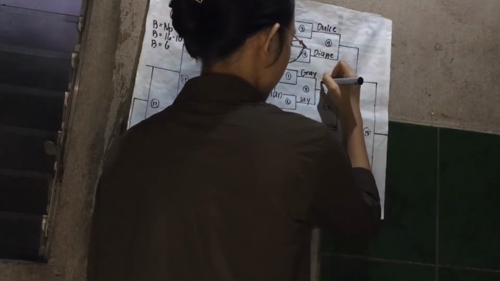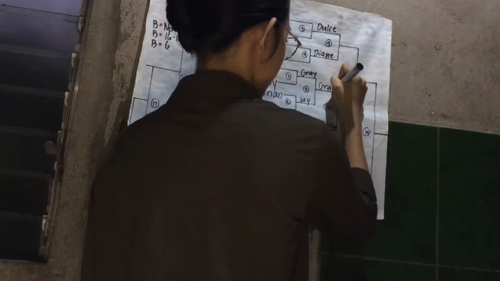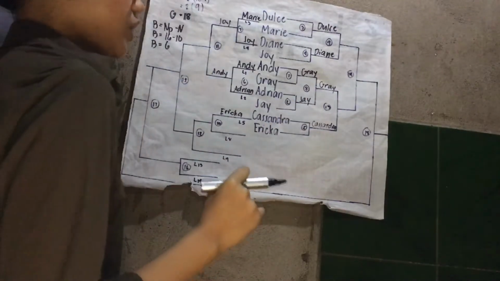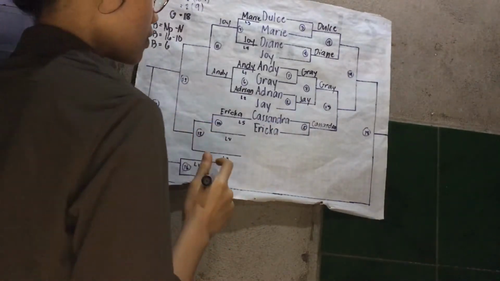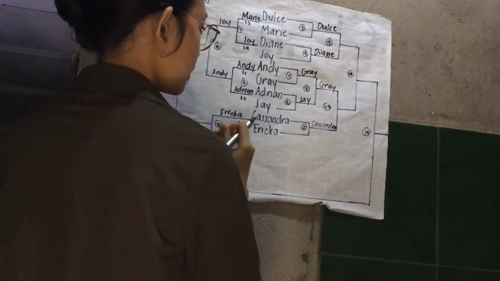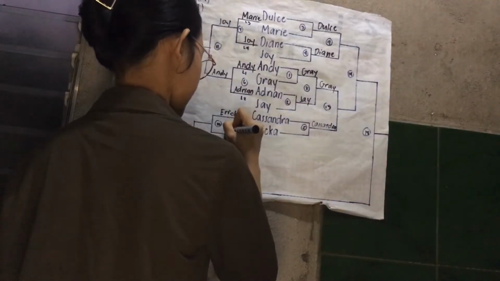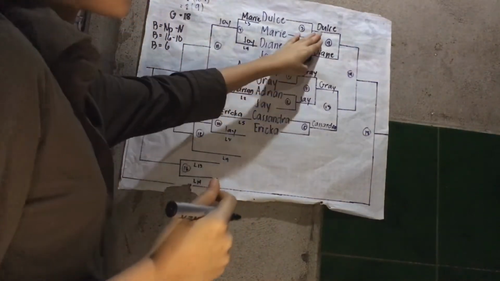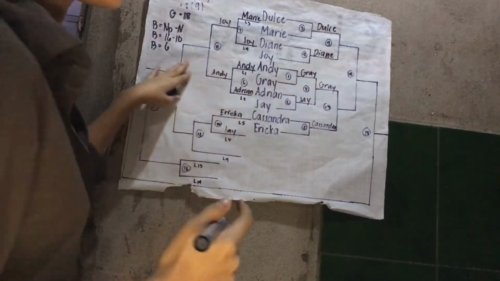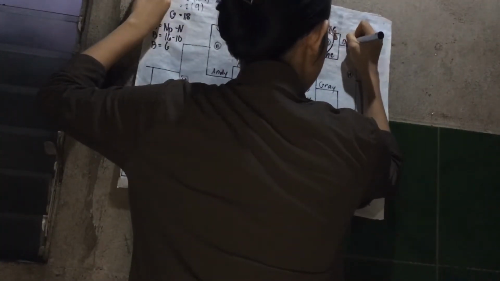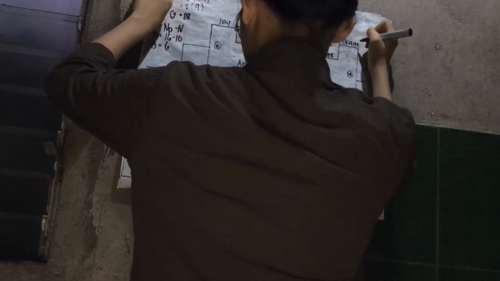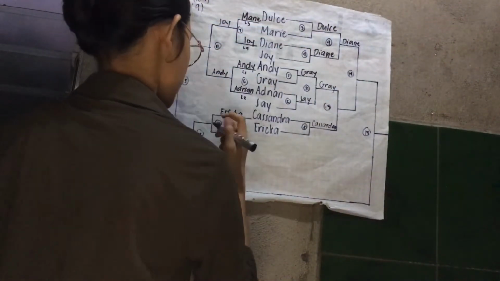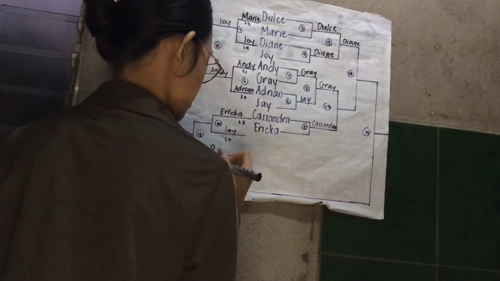And for game 8, we have Gray and Jay. Let's say that Gray wins this game. And of course, Jay wouldn't be eliminated since he has lost just 1 game. So we need to put him right here in loser 8. And for our game 9, we have Dulce versus Diane. Let's say that Diane wins this game. And Dulce would be put right here on the loser side, in loser 9.